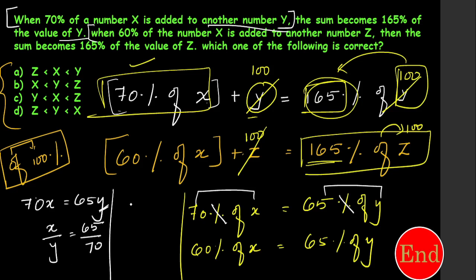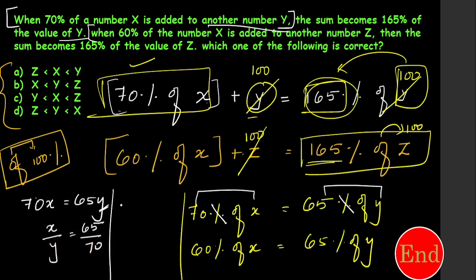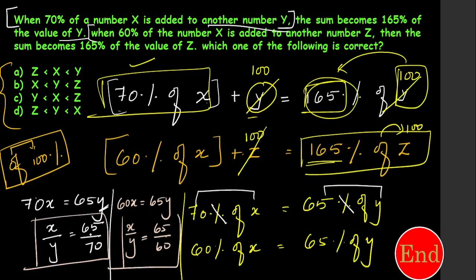Okay. And one more value is, see, 60x is equal to 65y. So x by y is equal to, I can write 65 divided by 60. So in both these cases, look at this part and this part, in both these cases x is the same value, 65.